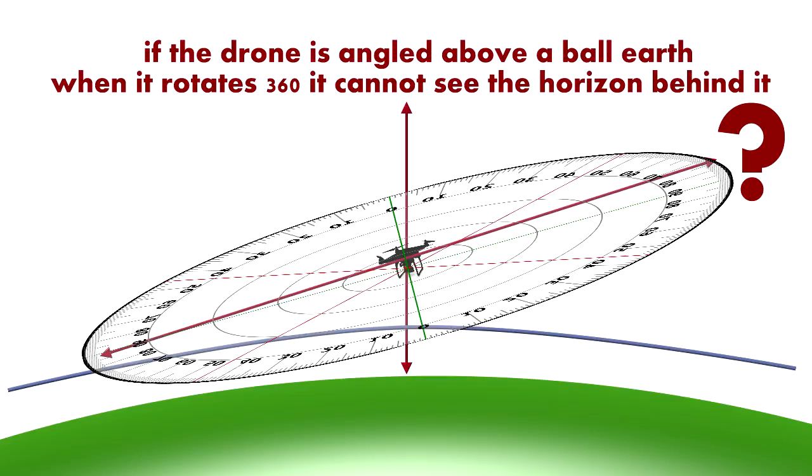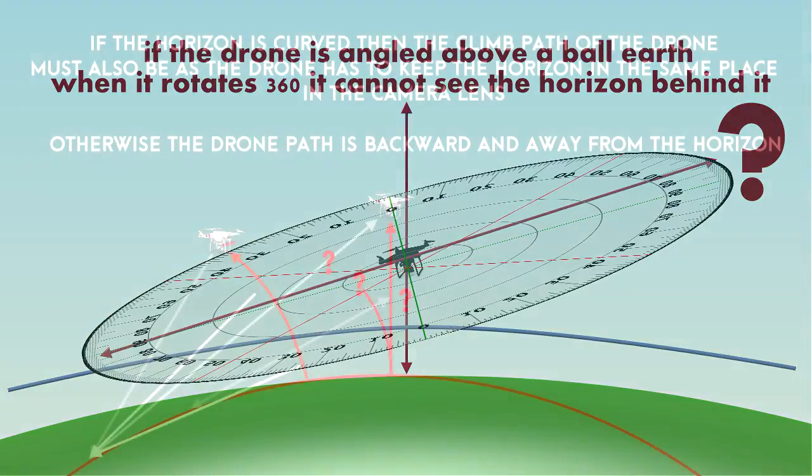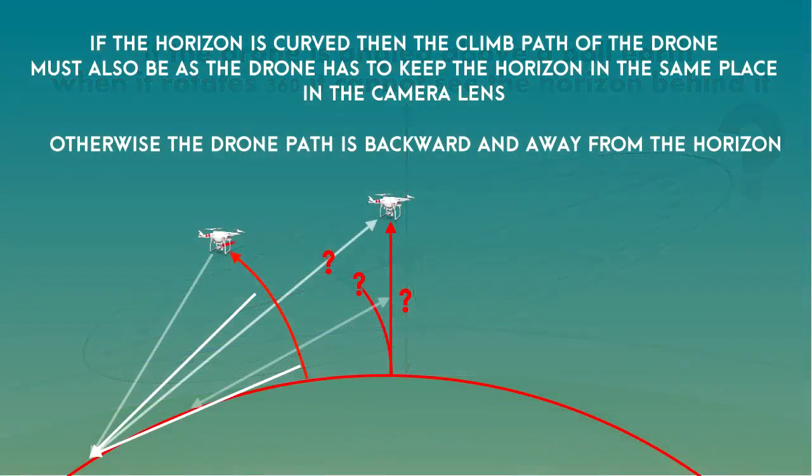Because if the drone sees the horizon in front of it, right, the drone had to be angled. That means if the drone turned 180 degrees, behind, it cannot see the horizon in front of it. So the drone can only see the horizon 360 degrees around if the Earth's flat. Right? It's impossible.